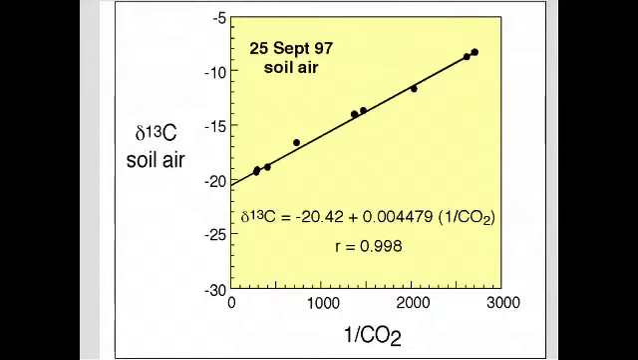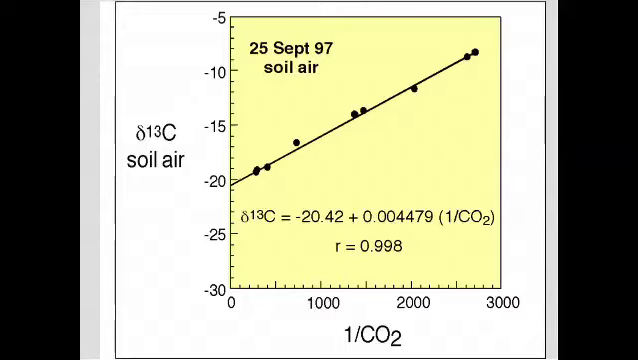Here's the really important figure. So delta C13 plus all of it. This is the equation I just gave you recently, but cast just as a regression line. There's our air samples, and here's our soil CO2 values. We get an intersection of minus 20.4. So our soil organic matter should be about minus 25 per mil. So it should be 4 per mil down here.